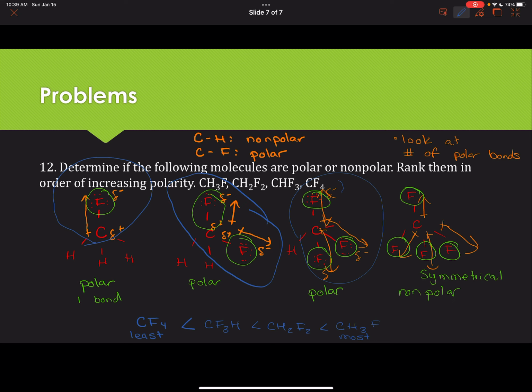Now, if we were to judge this without drawing our dot structures, we see those fluorines present. So we know the carbon-fluorine bonds are going to be polar. So we can tell right away, just by looking at that, because of that fluorine being present, we've got polar bonds. If we have a CF4, carbon forms four bonds, they're all the fluorine, that's automatically symmetrical and nonpolar. So that leaves us with ranking our remaining three. The more fluorines I have, the greater number of polar bonds I have, the less polar the molecule becomes.